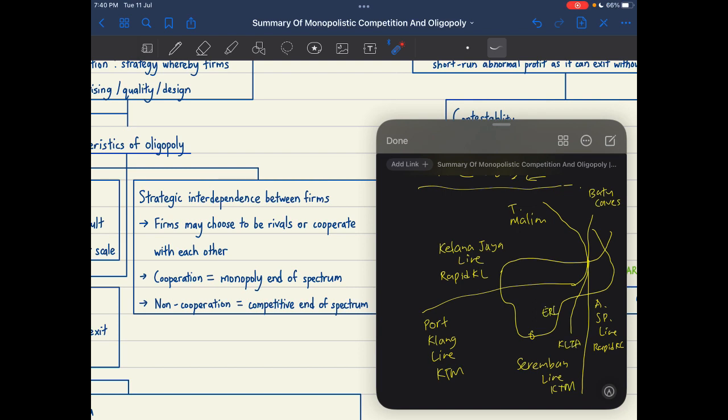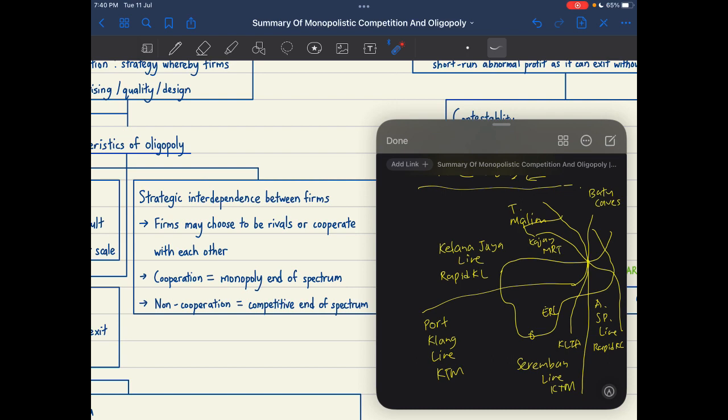And then there's actually 2 more lines. I'm just going to put another one because I'm running out of space. Something like this. This line goes to Sungai Buloh and Kajang. This one is the Kajang line. It's owned by MRT Corp, but operated by Prasarana.